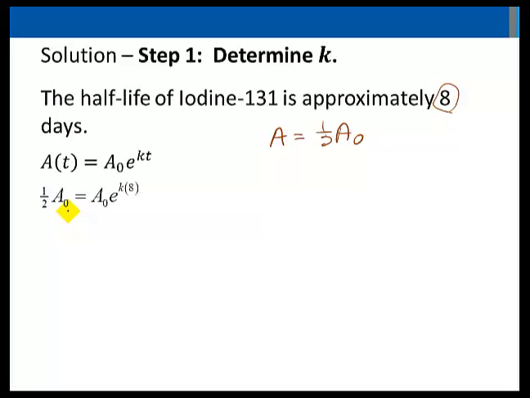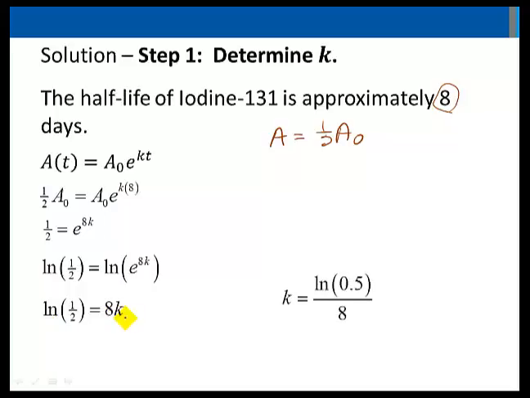I will divide through by A naught, giving me 1/2 equals e raised to the power 8k. Take the natural log of both sides. The natural log of e raised to the power 8k is 8k. So I have the natural log of 1/2 equals 8k. By dividing through by 8, I have found that k is equal to the natural log of 0.5 divided by 8.